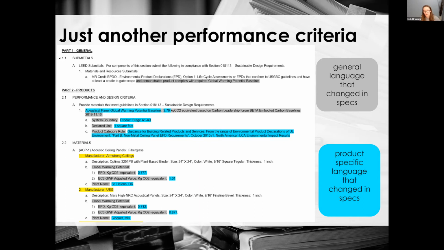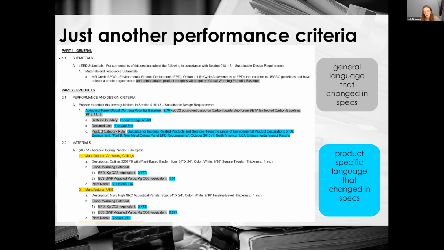So that's where we've got acoustical panel global warming potential baseline, because that baseline is different. The performance criteria, that is that actual baseline. Which system boundary we're talking about, what the declared unit is. Are we talking about a square foot or a square meter? Because that makes a big difference if you're comparing things. And which product category rule are we talking about?